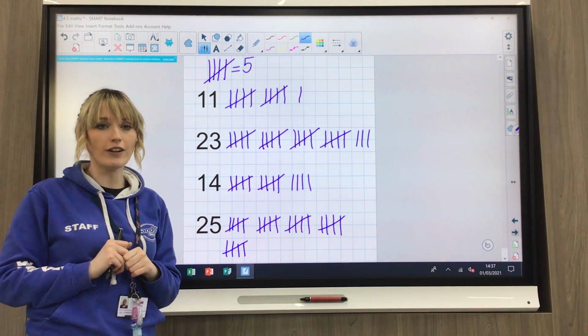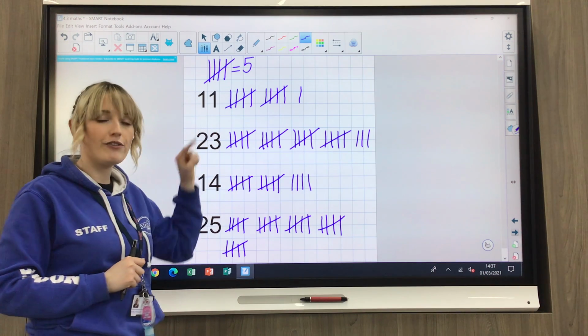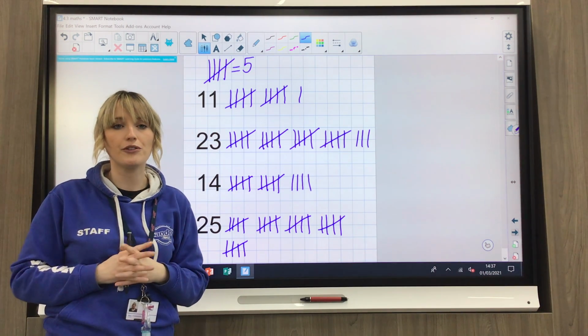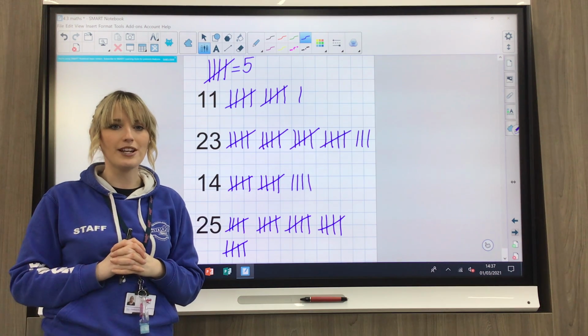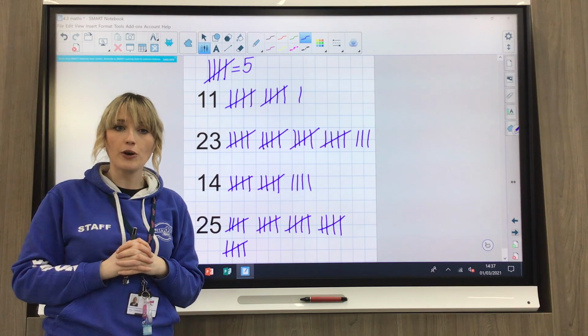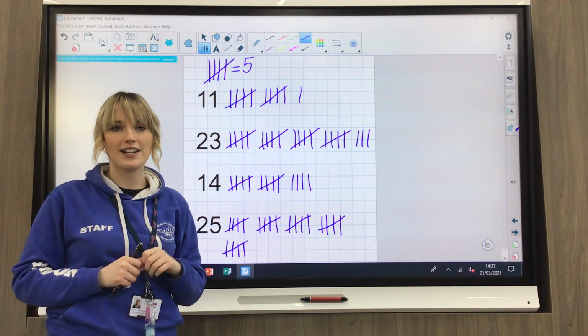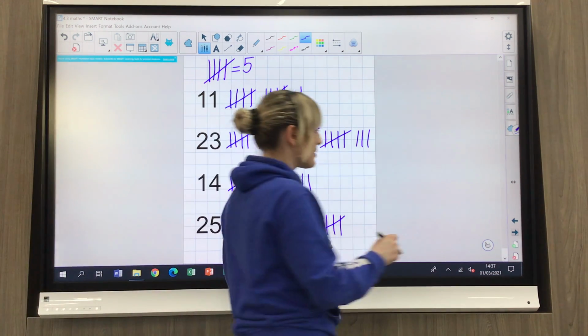If you're still struggling with those, have a little practice. So get your adult or your brother or sister or anyone in your house to give you a number, and then have a practice at representing it using tally marks.